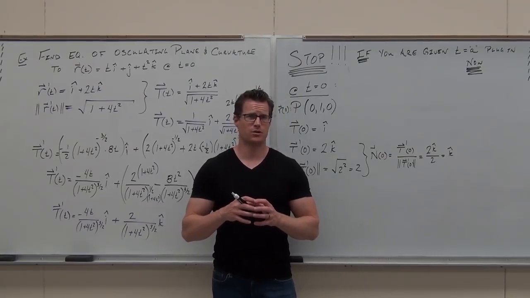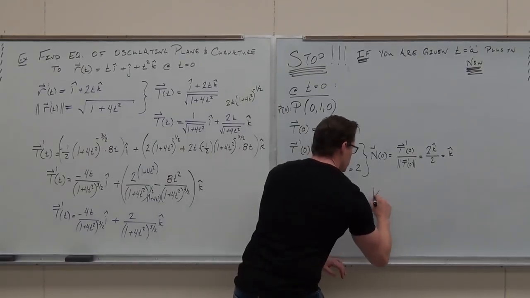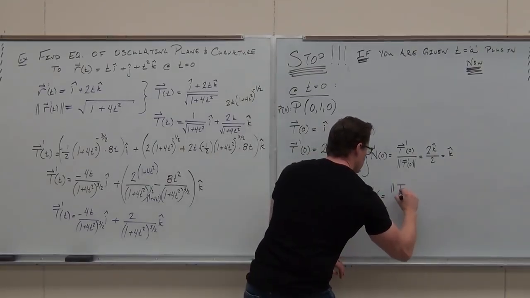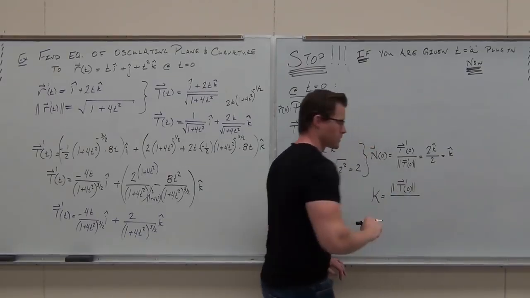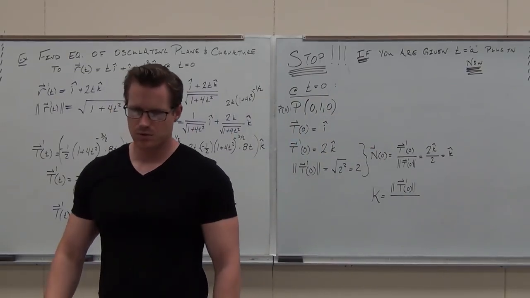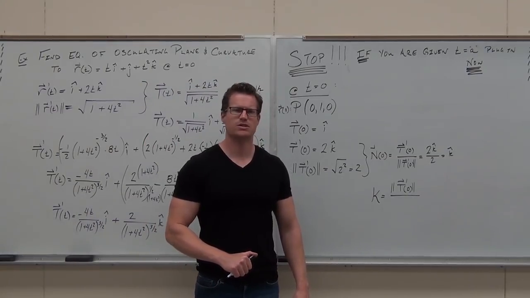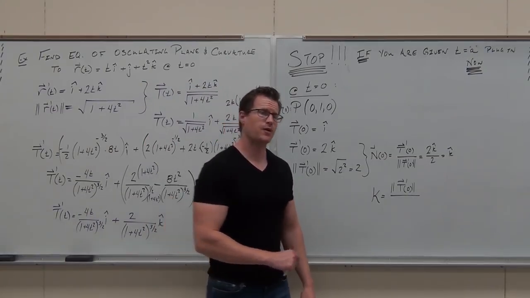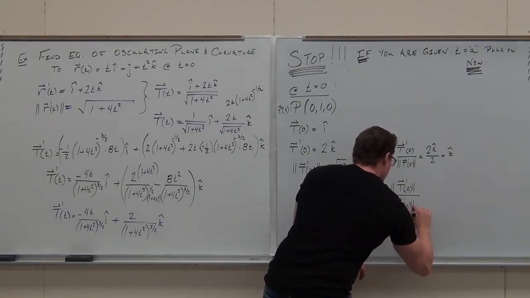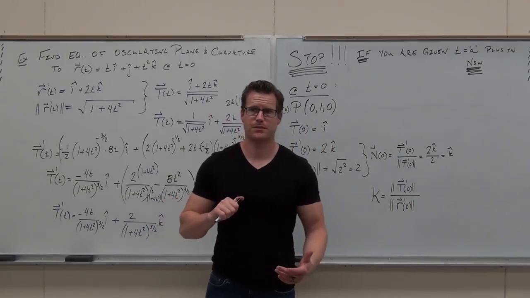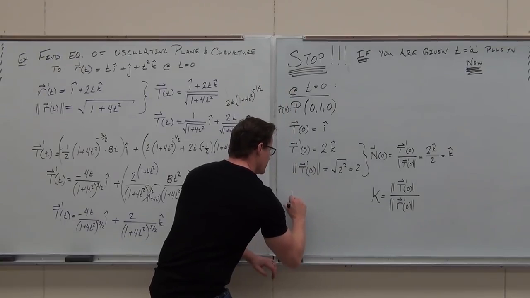I have enough for curvature. Do you remember what curvature is? Curvature is the magnitude of the derivative of your unit tangent. Do I have that? How much is that? 2. Perfect. Divided by the magnitude of the derivative of your vector function. I also have that, but I haven't evaluated it. So let's go ahead and do that.